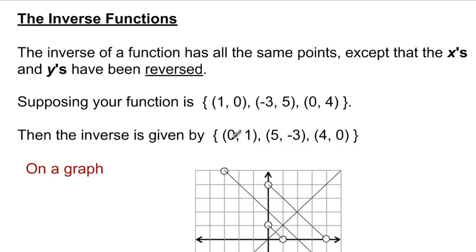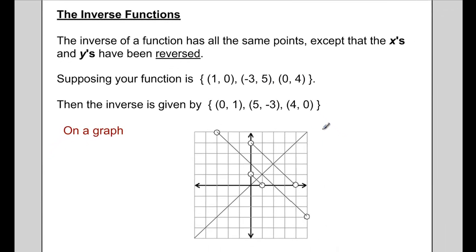So (1, 0) would turn into (0, 1), (-3, 5) would turn into (5, -3), and (0, 4) would turn into (4, 0). On a graph, it would look like this. If I plotted (1, 0), which would be right here, (-3, 5), which would be up here, and (0, 4), which would be right here, the inverse of each of these points would be (0, 1), (5, -3), and (4, 0).